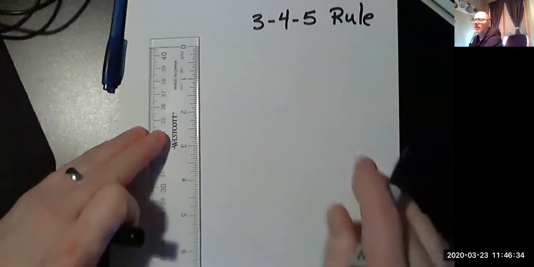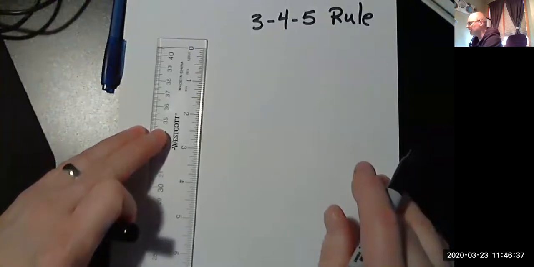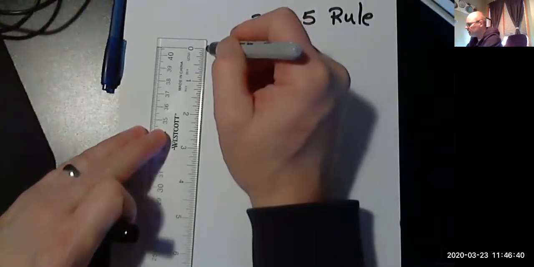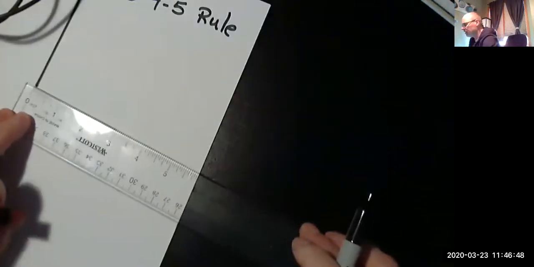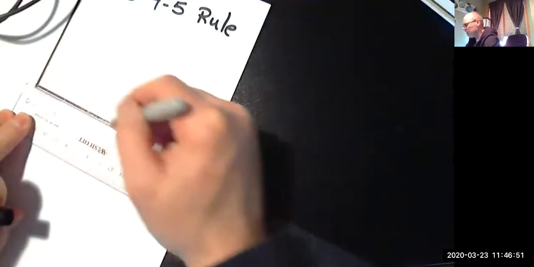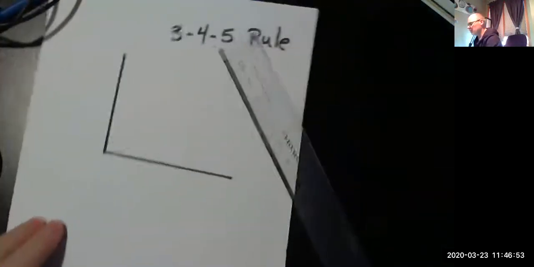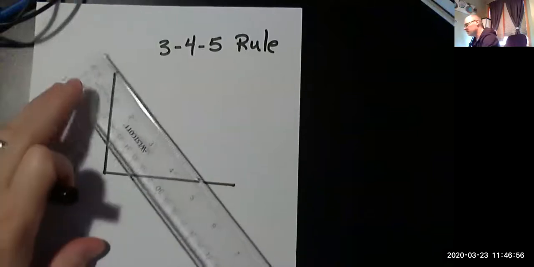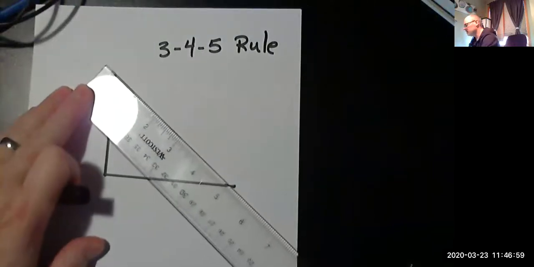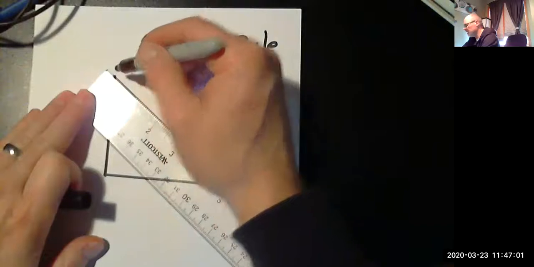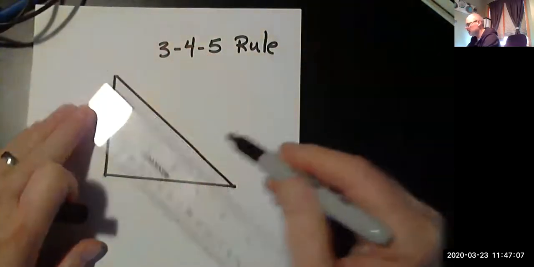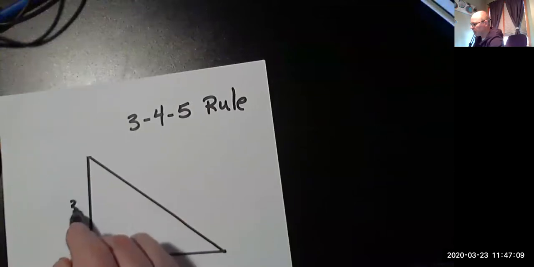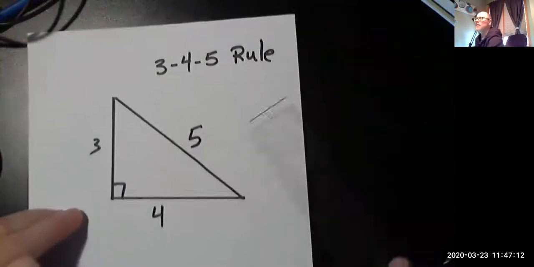The 3-4-5 rule is anytime you want to figure out if you're working with a perfect right angle, you start from 0, you measure 3 one way, you measure 4 the other way. And if you measure right across, 0 to 5, then you have what you are working with, a perfect right angle.